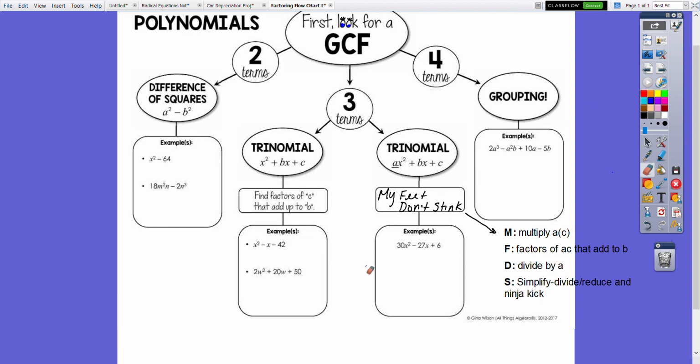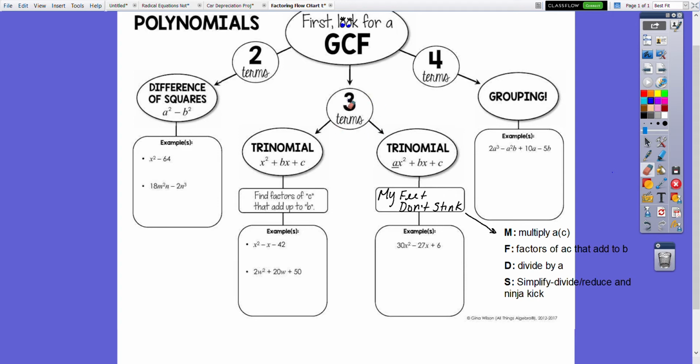Hi guys, so I just wanted to go over the polynomials factoring flowchart again with you. And I know that we went over this in class, so you probably should have this already, but just in case you don't, I'm going to go through it again. Don't forget you can download the blank copy of it from Canvas if you need to. And just make sure you fill in what I'm doing here.